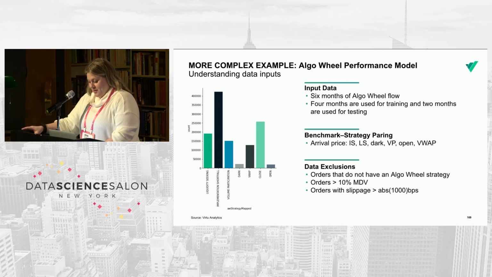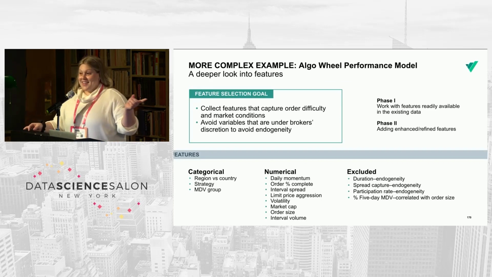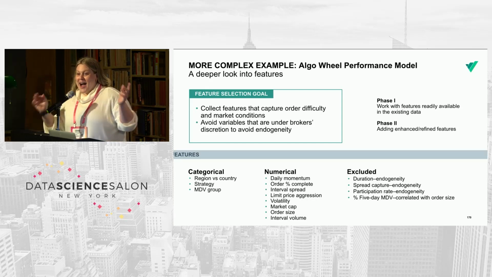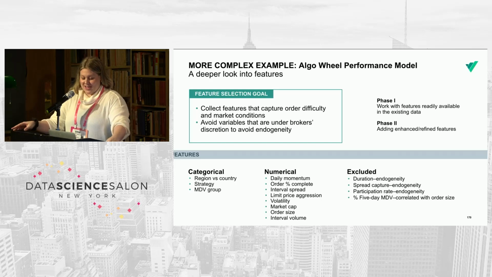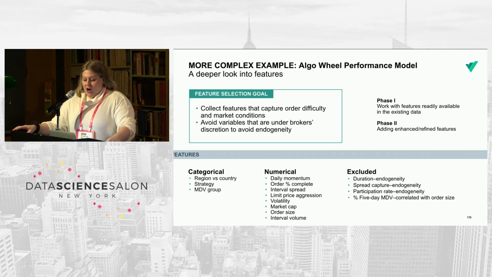Full transparency. This slide looks familiar, right? We do copy, not only do we copy from past presentations, we copy presentation to presentation. So we have clearly our feature selection goal. We have our features broken out into categorical, numerical, and excluded. Because this model was a lot more complex, we actually split our feature importance process into 2 phases.